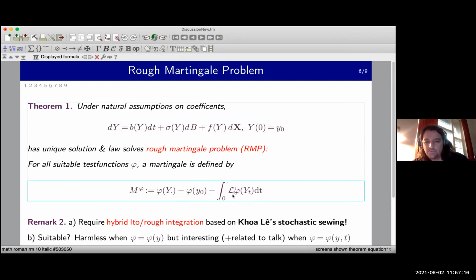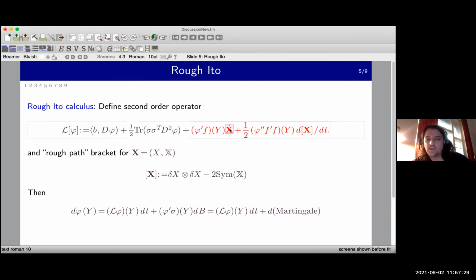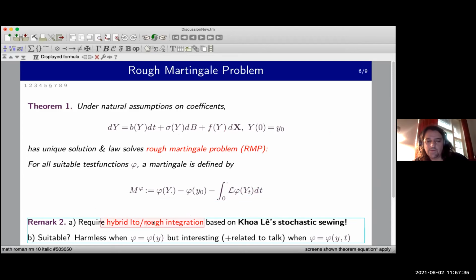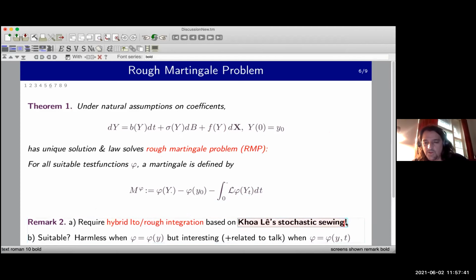And so don't be fooled. This L here contains a lot of non-trivial rough stuff, and this dt integral here actually contains really a dX integral when you put in the correct form here. So that's the X dot together with the dt here becomes a rough integral. So, as I said, rough integration and Ito at the same time, and this is possible with the correlated stochastic sewing lemma, which I think is one of the major contributions to this field in recent years.